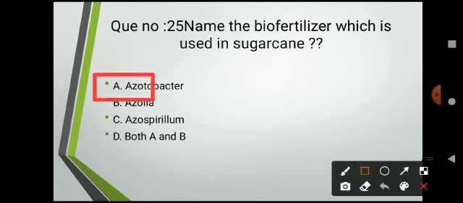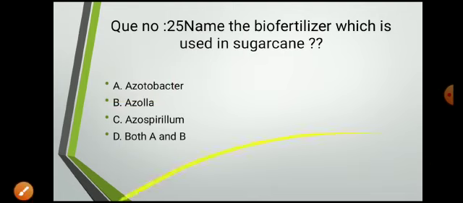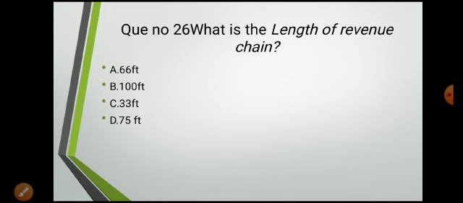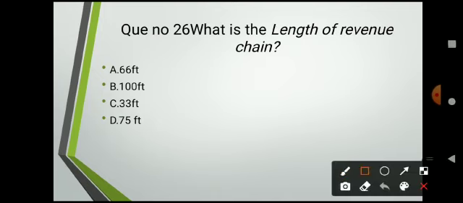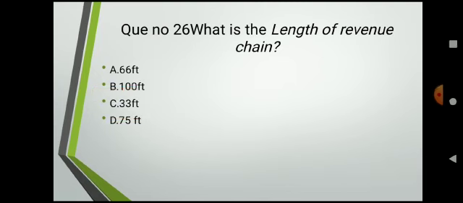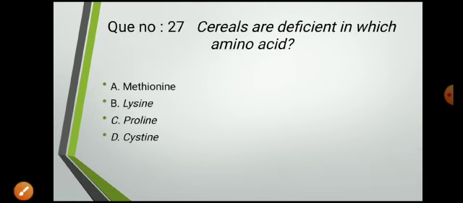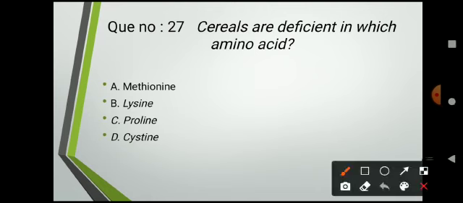Next question, question number 26. What is the length of revenue chain? The length of revenue chain is 33 feet. Next question, question number 27. Cereals, they are deficient in which amino acid? And the options are methionine, lysine, proline, and cysteine. Cereals are usually deficient in lysine amino acid, and legumes are deficient in methionine amino acid.